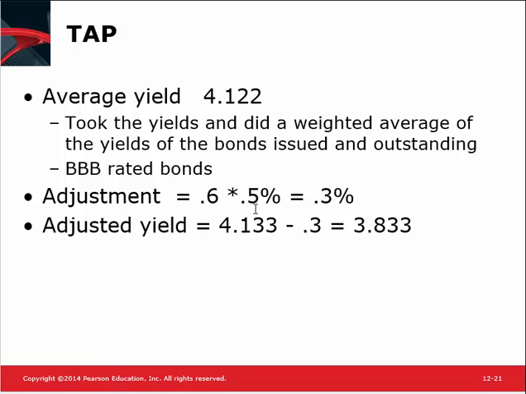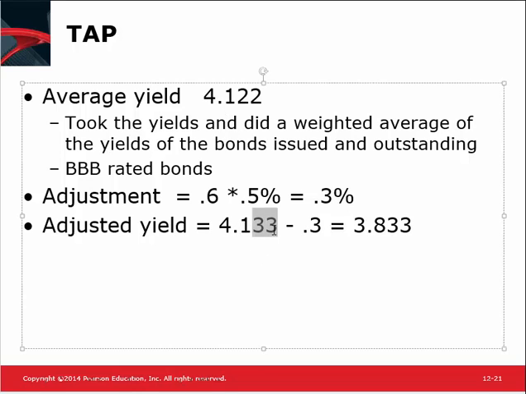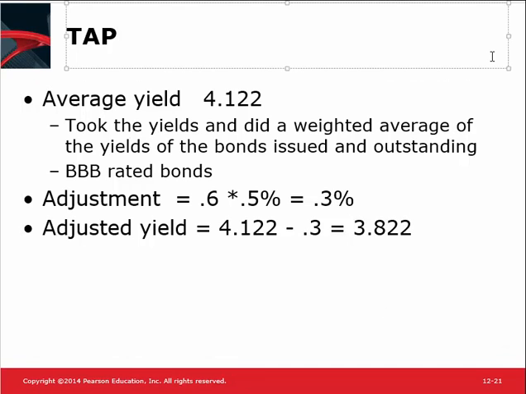You need to adjust that. Again, the default rate is 0.5%, right? So that's 0.3. So the adjusted yield is the yield of the company, 4.122, minus 0.3. So we're going to subtract that out. So it gives us 3.822. So this is what I would expect the cost of debt to be for Molson Coors.